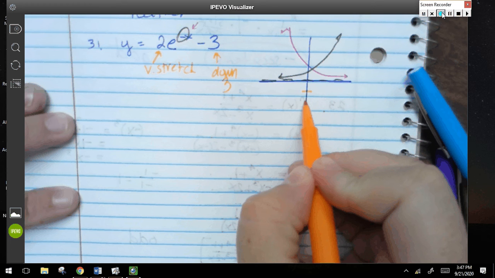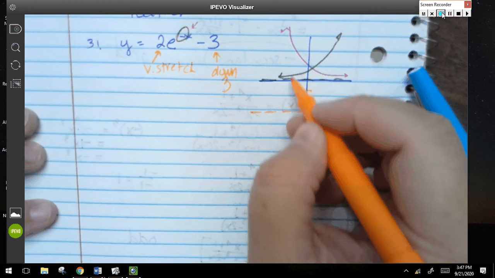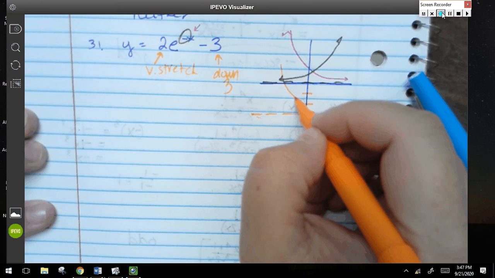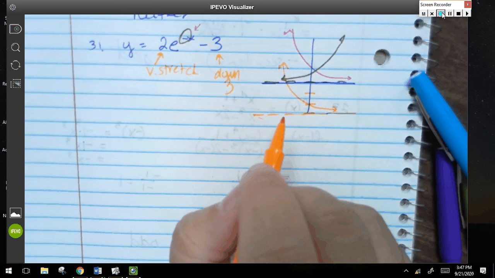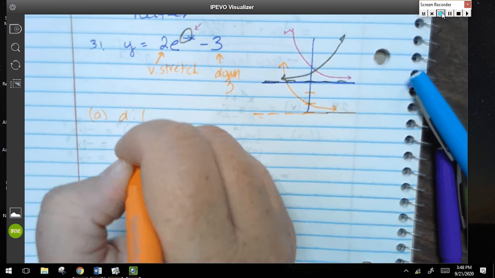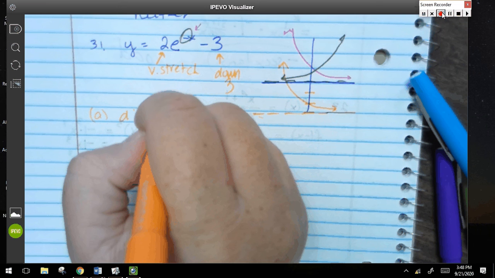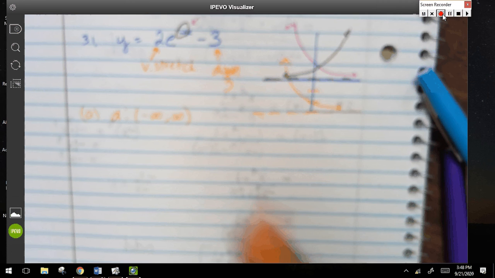Alright, so I was doing some intersection here with algebra 2. Alright, let's do 2e to the negative x minus 3. Oh, let me get my window back here. I'm going to just do a standard zoom.